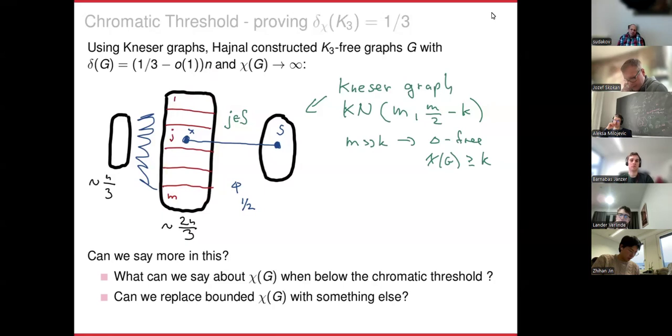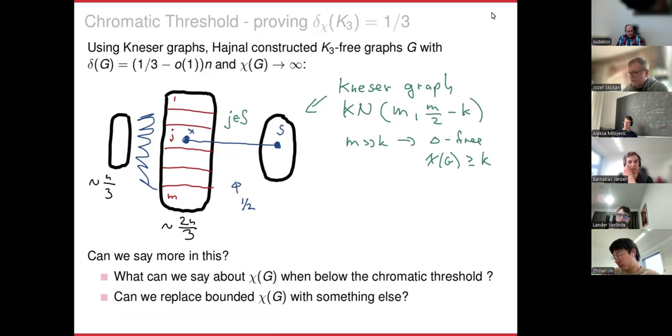Okay. And now we come to a question. Can we say more about this for triangle-free graphs? Can we say something about the chromatic number when we are below this chromatic threshold? We saw an example of families for which the chromatic number grows. Nevertheless, can we still say something about the chromatic number for some other families of triangle-free graphs? And can we replace bounded chromatic number with something else? And so we would like to address this question.